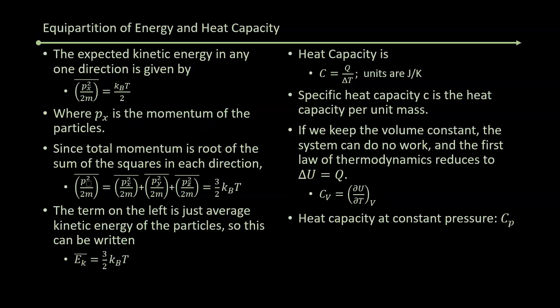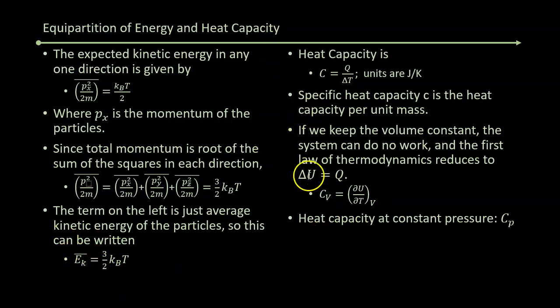If we look at kinetic energy in any one direction, what we get is that the kinetic energy goes as kBT over 2 in one direction. Well, kinetic energy adds, so if you want to know the total kinetic energy, you have to include the kinetic energy in all directions. And so we end up with the expected value, or the average value, of kinetic energy of a molecule being 3/2 kBT. The term on the left is just the average kinetic energy of the particles, so we can write this as the average kinetic energy is 3/2 kBT.